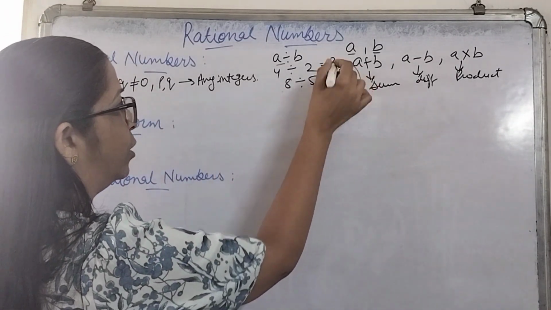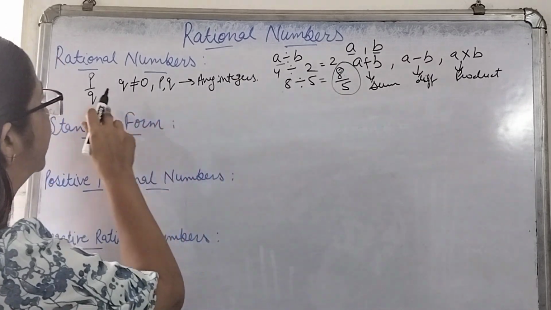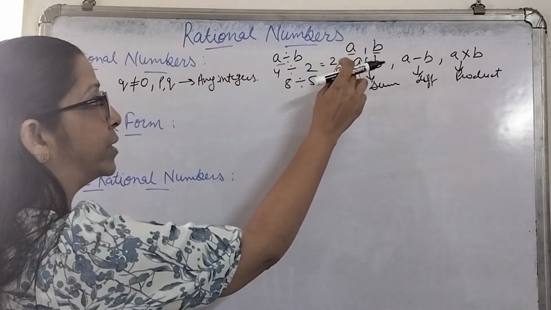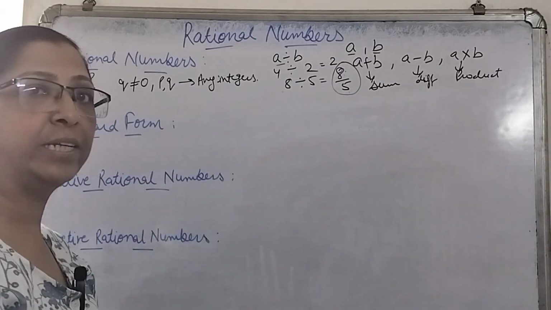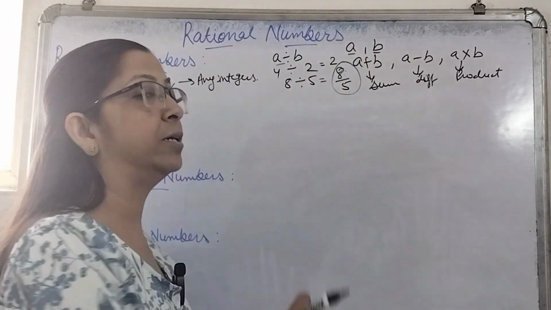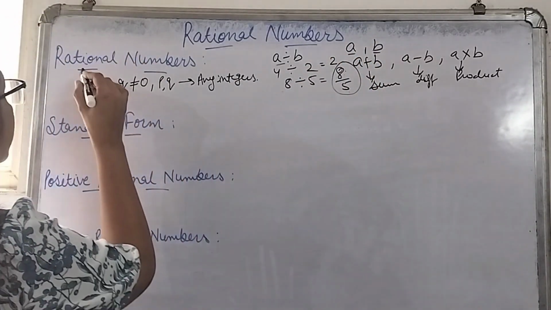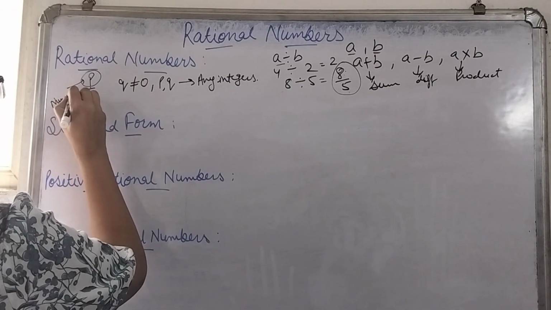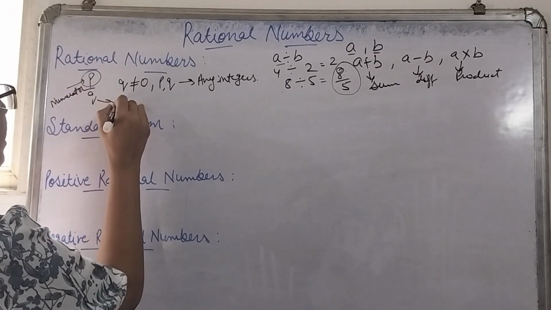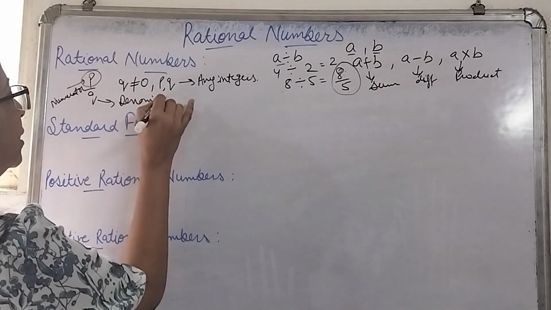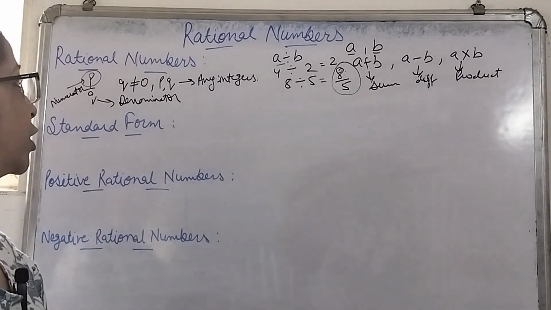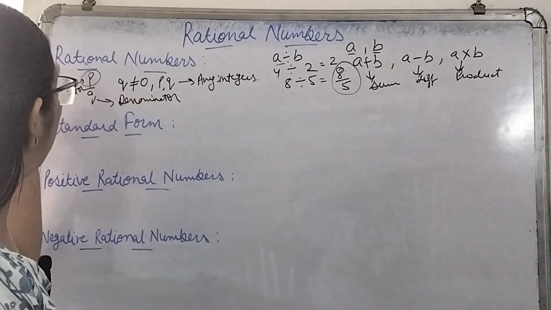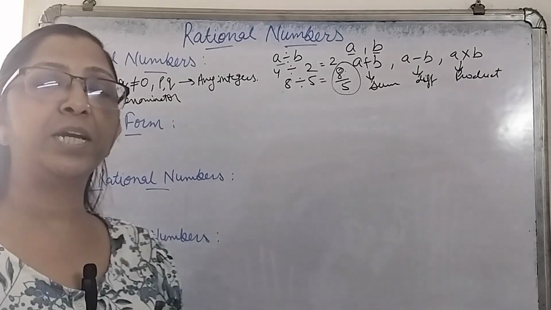Suppose I am going to take an example. Say this is an example. Over here, the value of p is 8 and the value of q is 5. So p and q, that is 8 and 5, both are integers. So 8 upon 5 is a rational number. The number p is known as your numerator, and q is known as your denominator. P is numerator and q is denominator. That simply means denominator should not be 0 and p and q could be any of the integer.